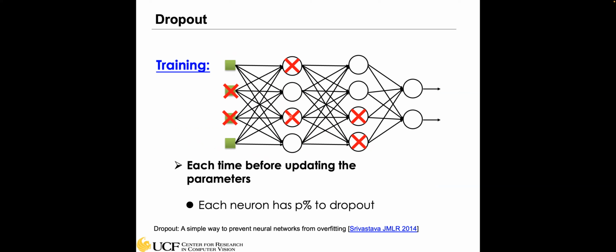Okay, we have some probability, right? Maybe 50%. Each neuron has a 20% chance to be dropped out of the network. Okay, so here the cross means at this point this neuron will be removed from the network, right? So all these connections will be removed from the network, right? It's just like you are manually removing some of the neurons from these networks. Okay.